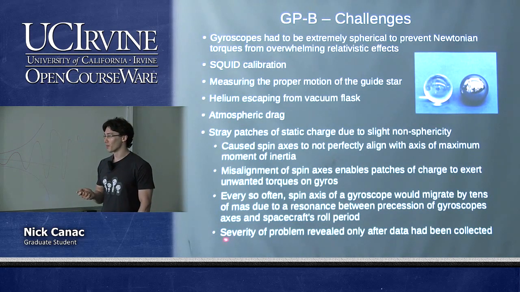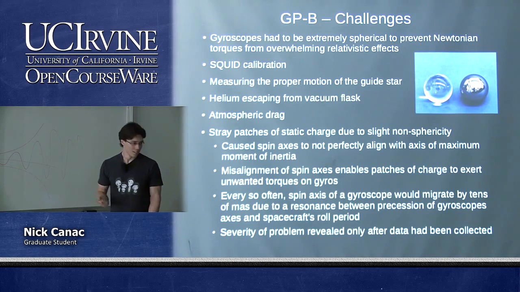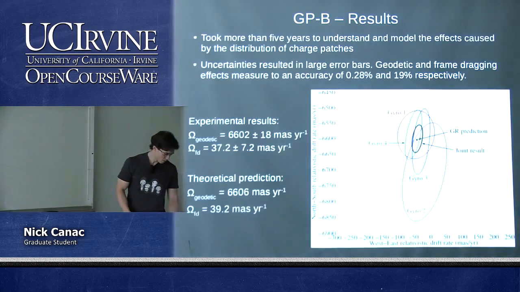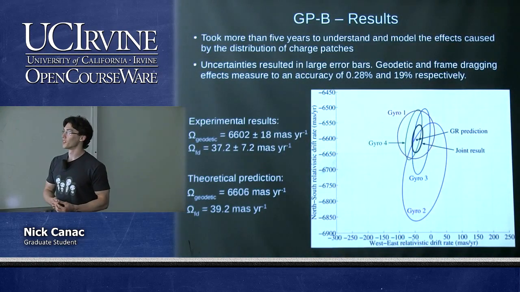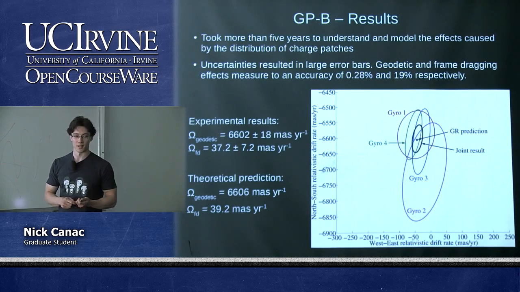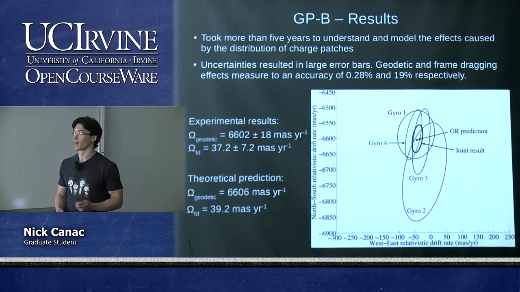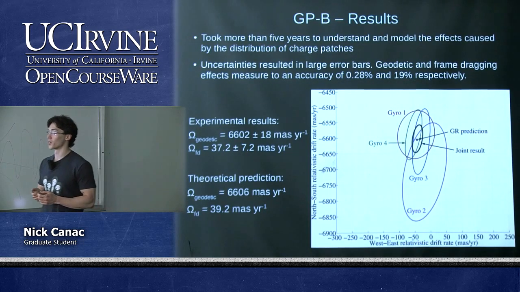And the real problem was that they only realized these things after they'd put the spacecraft up and taken all the data. So this thing was launched in 2004. And initially, they had expected to have their analysis complete within a year after that. But it actually took them more than 5 years in order to understand the effect of the charge patches.